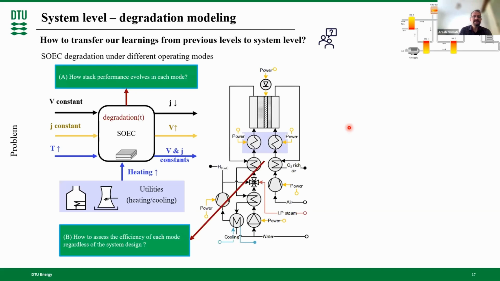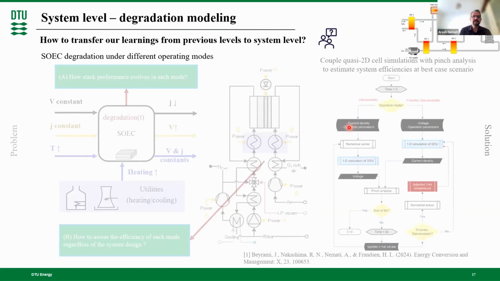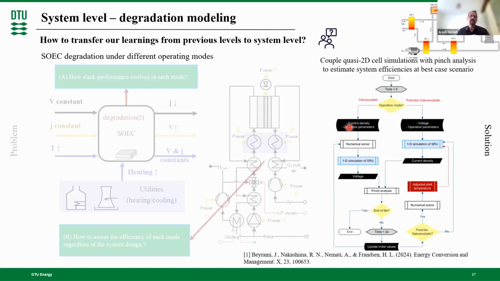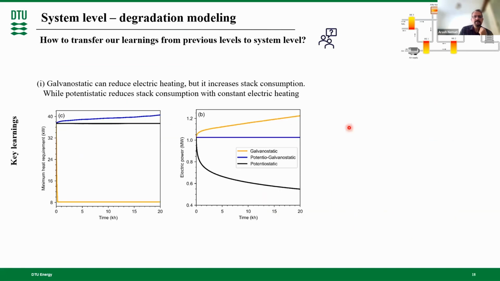So how to assess the efficiency of the system? We developed a model at DTU Energy with quasi-2D cell simulation combined with pinch analysis to see how these kinds of operation modes affect the performance and efficiency. So here, you can see some of the results. The galvanostatic operation can reduce the electrical heating, as you can see here, but increases the stack consumption, and then it reduces the efficiency.